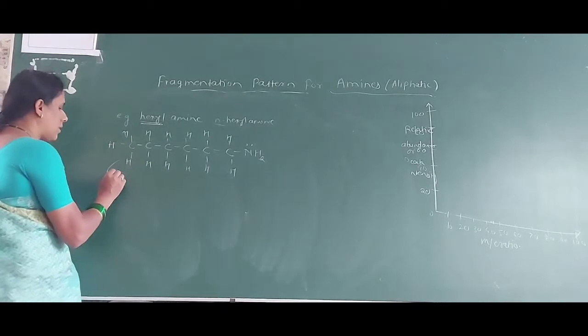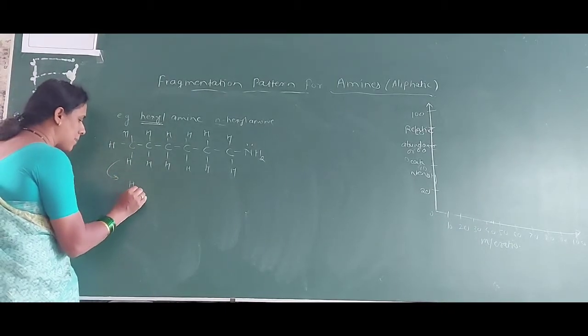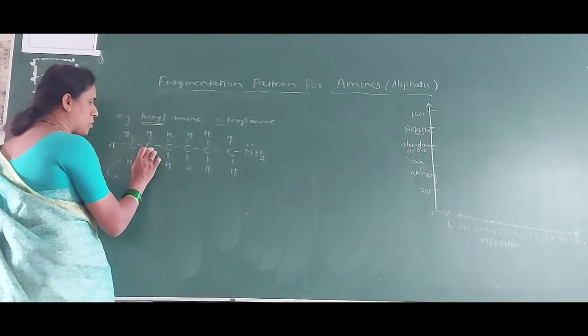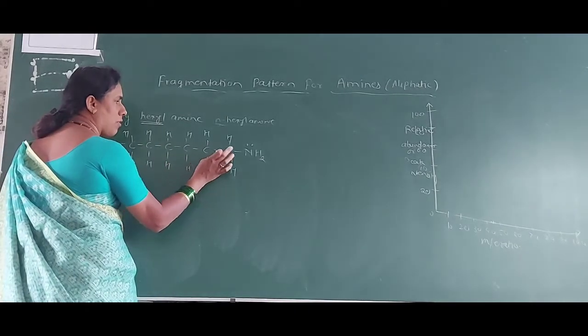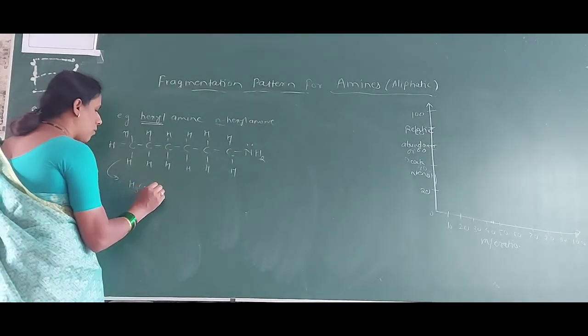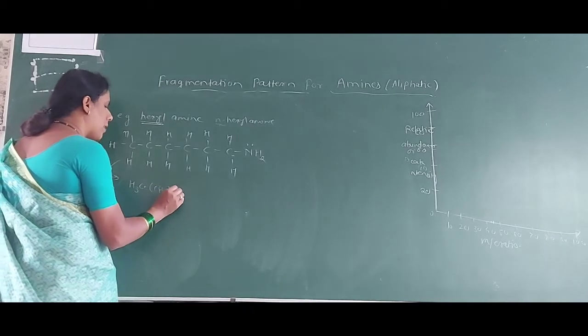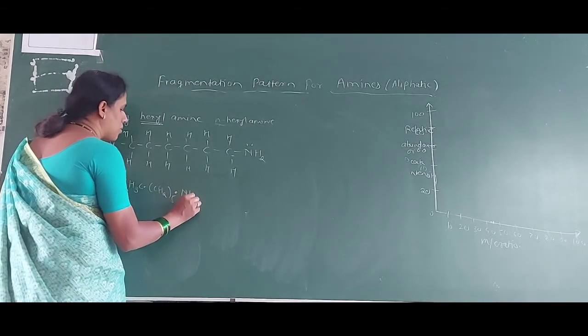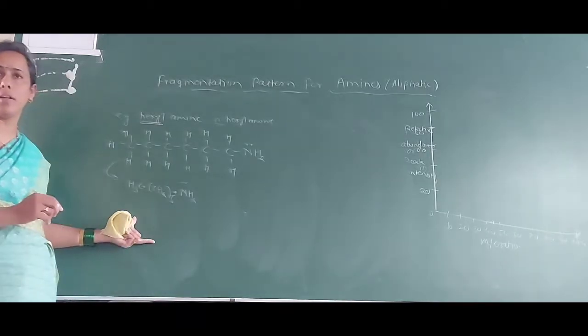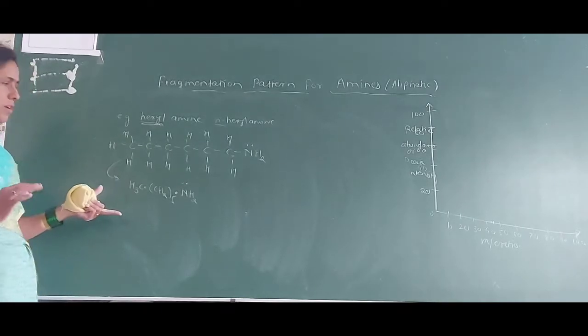Okay. Now in the condensed form, I can write here CH3, then how many times CH2? 1, 2, 3, 4, 5. That is equal to CH2 five times, then NH2.